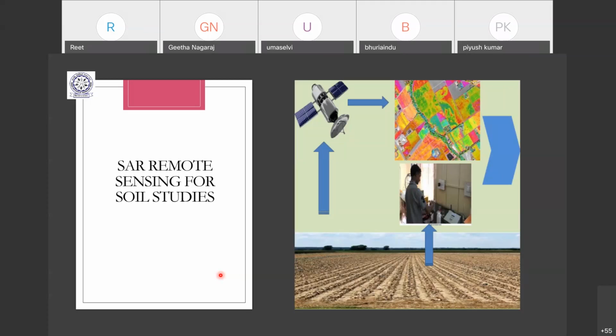And second thing, these parameters are very dynamic. One season the potassium content of the soil is something, next year it will change. The organic content of the soil changes every few months.